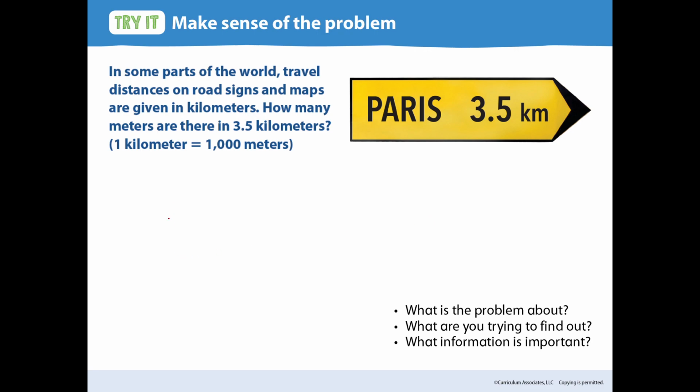Okay, I'm going to circle the information that I need. So I'm going to read it one more time. In some parts of the world, travel distances on road signs and maps are given in kilometers. How many meters are there in 3 5/10 kilometers? And so that's important there, 3 5/10 kilometers. And it's also important that we know that 1 kilometer equals 1,000 meters.